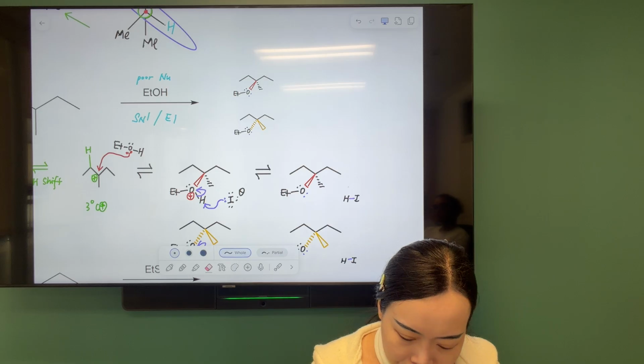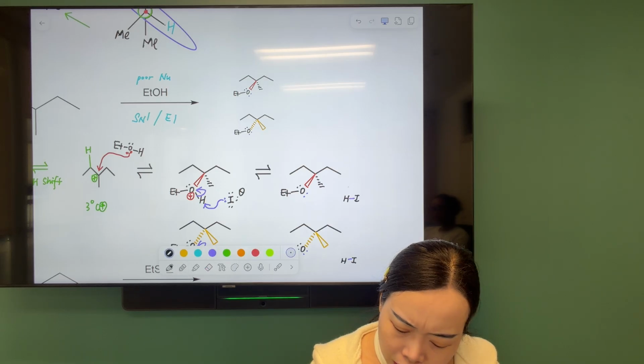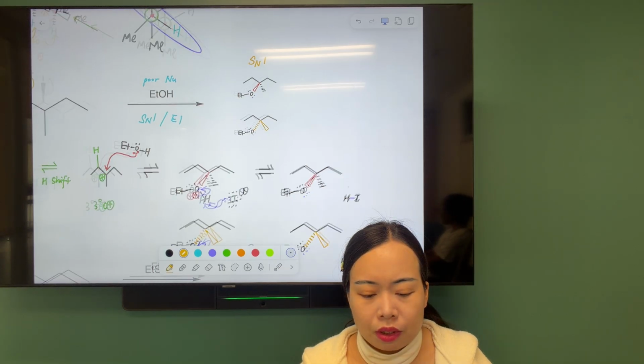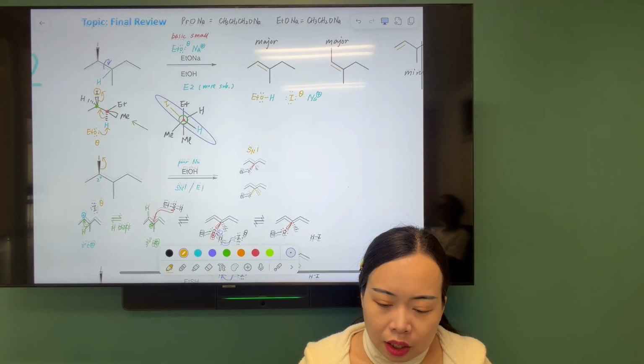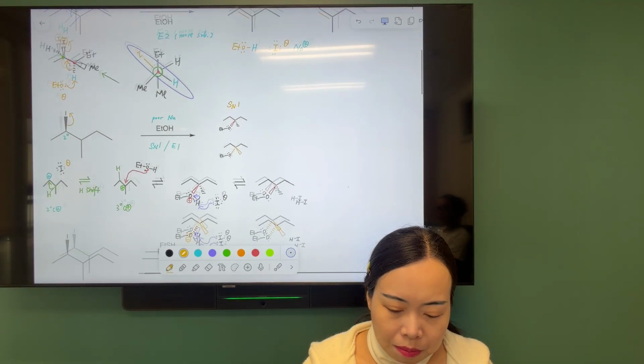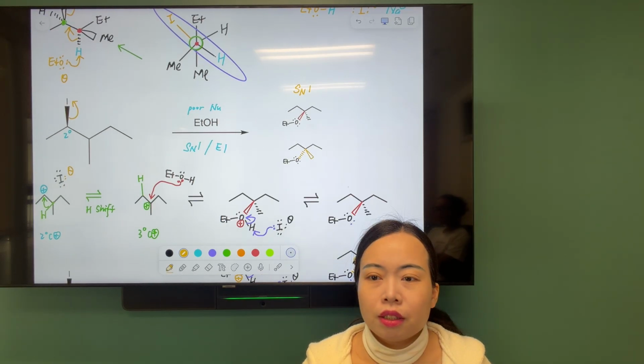Let me write in blue. Did I use yellow in the class for SN1? Yes, okay, I'll be consistent with that. Just like before, by the way, the previous one I showed the major, minor. Both SN1 products should be major in this case.